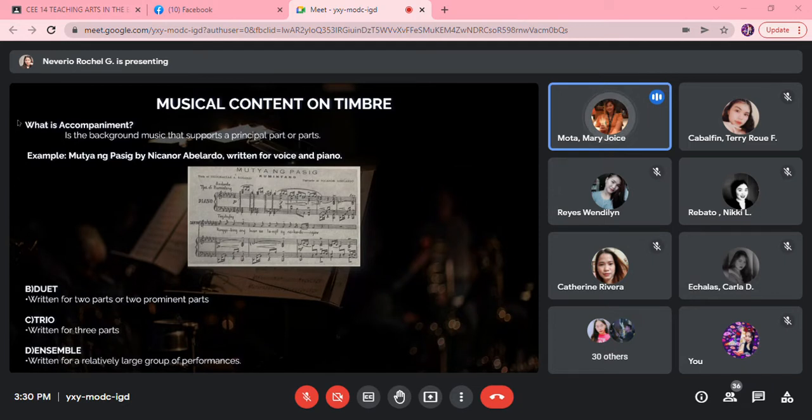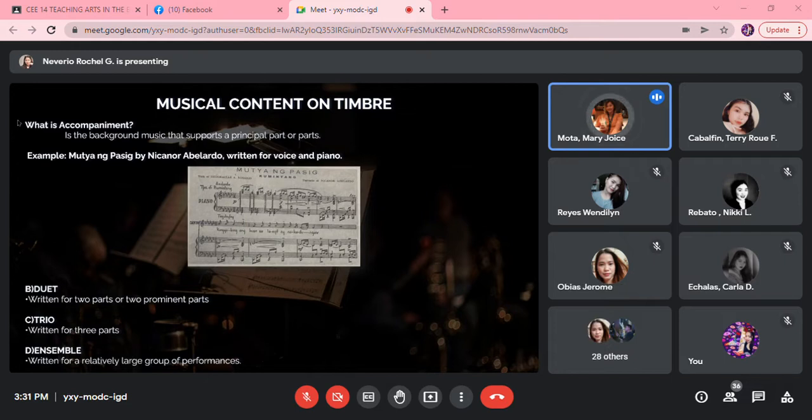So, for this, alam niyo yung mga singers. There are a lot of singers that sometimes nagpo-partner, dalawa sila kumakanta ng sabay. That's what you call duet.